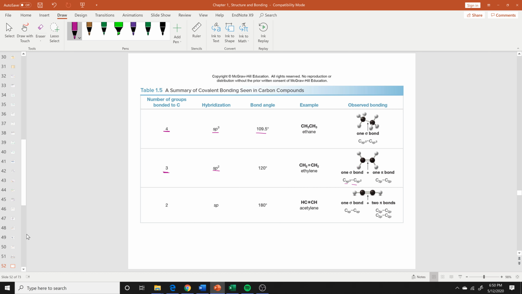And same explanation: if you have two groups bonded to the carbon, then the hybridization is sp, the bond angle is 180, and you're going to end up having two p orbitals. Basically you're going to have a sigma bond that is an overlap between the two sp hybrid orbitals of the carbons, another sigma bond between the sp carbon and the hydrogen 1s, and here the sp carbon and the hydrogen 1s.